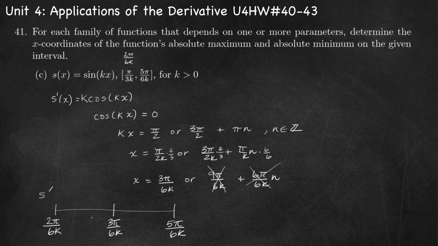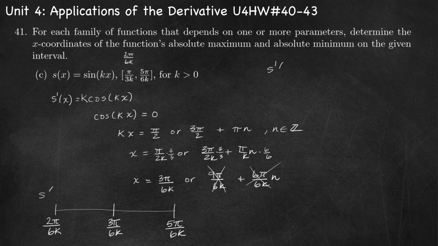And we want to know if S prime is positive or negative on these subintervals. So we need a test point. Let's do the right one first. It looks like it might be a little easier. We need a test point between 3 pi over 6k and 5 pi over 6k. So let's use 4 pi over 6k.